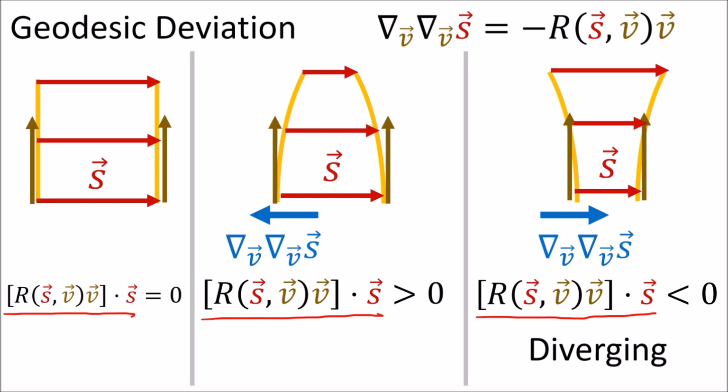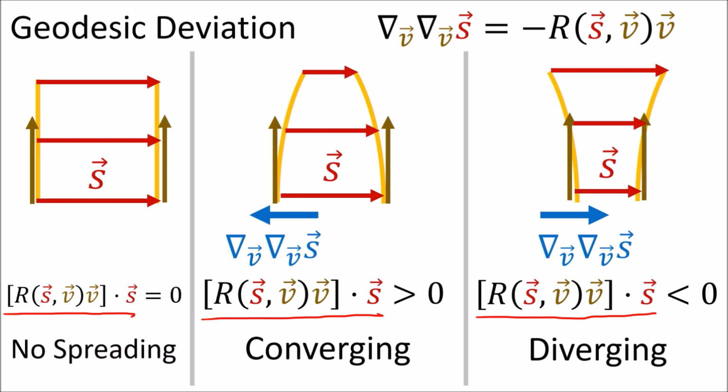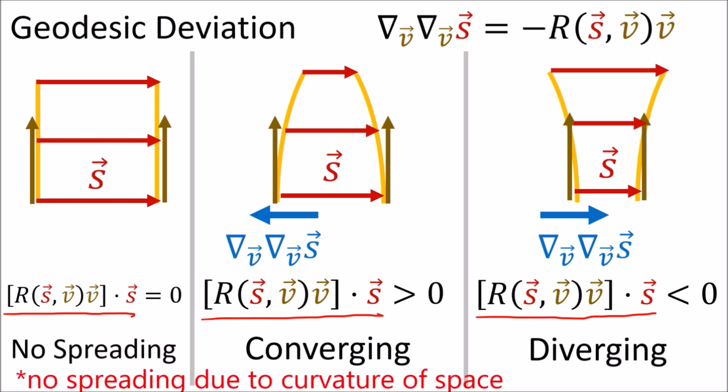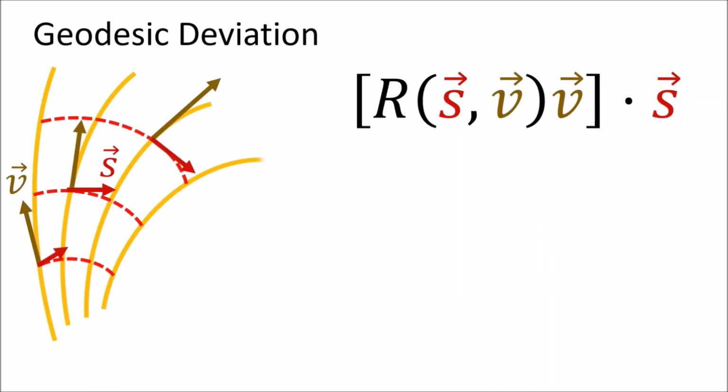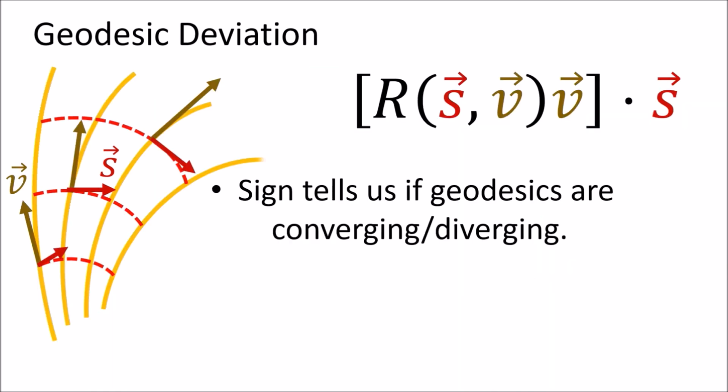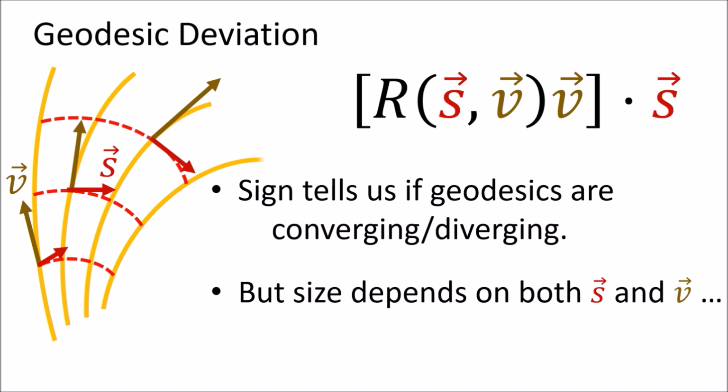If it's negative, the geodesics are splitting apart. If it's positive, then the geodesics are converging towards each other. And if it's zero, the geodesics aren't spreading at all. So again, the sign of this dot product is important because it tells us if geodesics are converging or diverging. However, the size of this dot product depends on our choice of S and V.